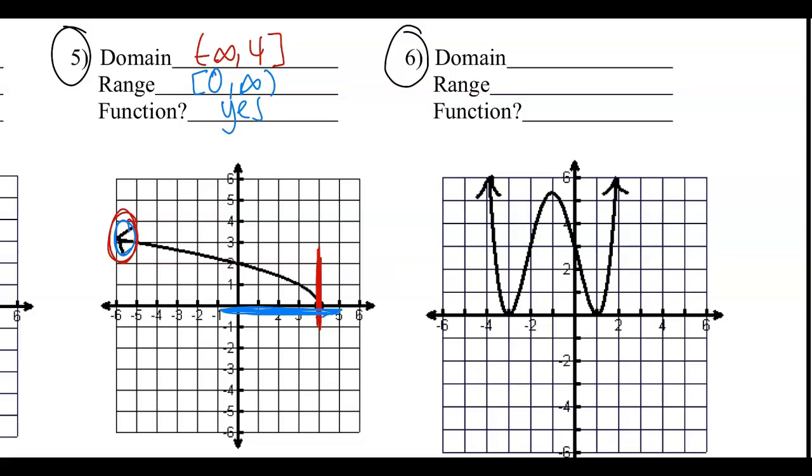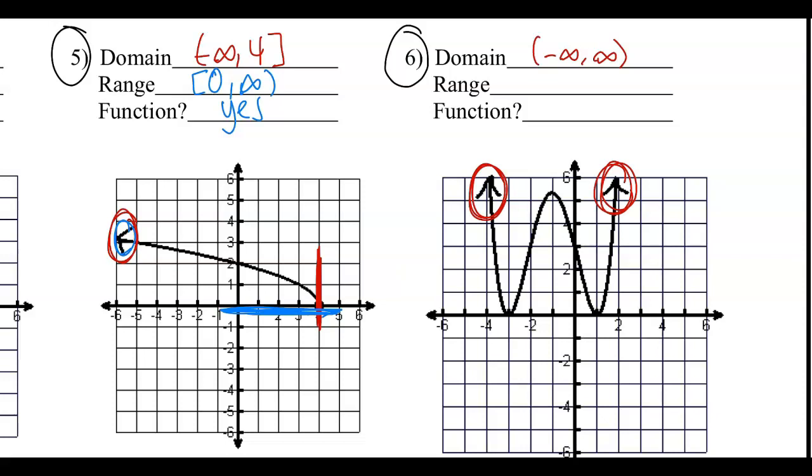This last question is one of my favorites because it's kind of easy. So domain, start from the left and go to the right. Starting from the left-hand side, going to the right-hand side, you're not ending at any specific value. So we're going from negative infinity to positive infinity.